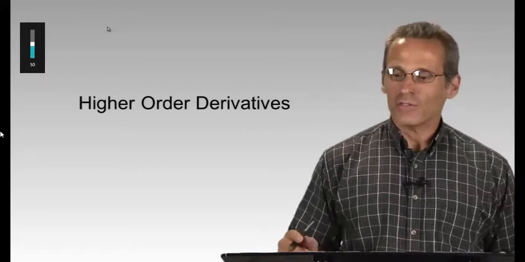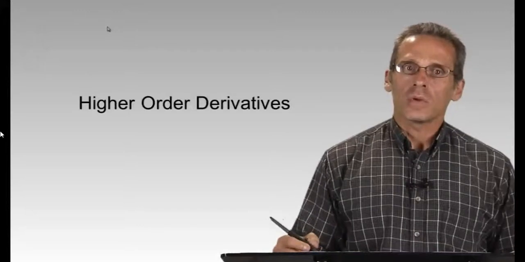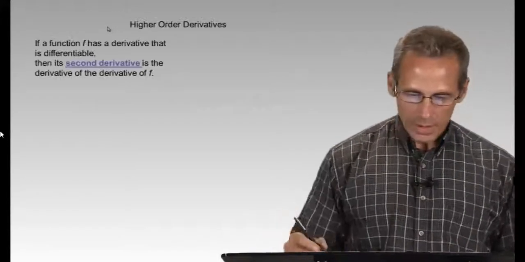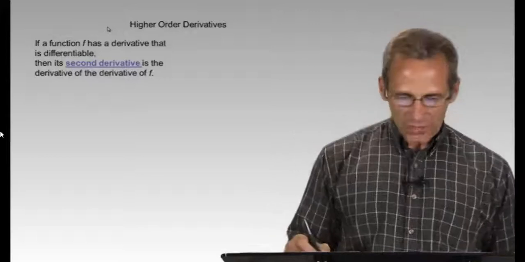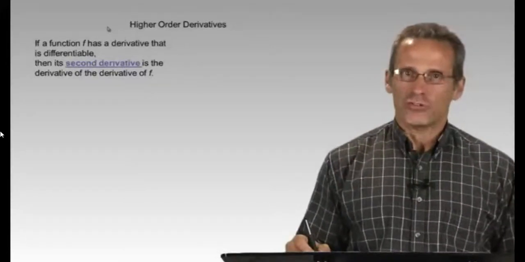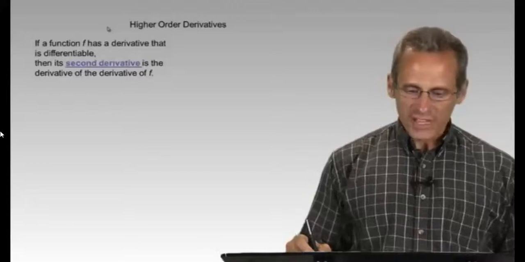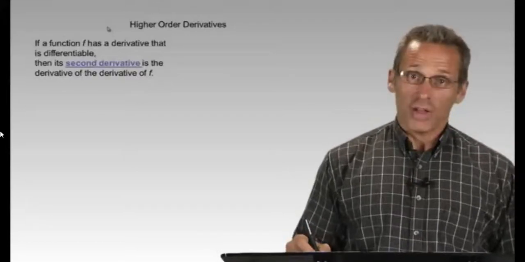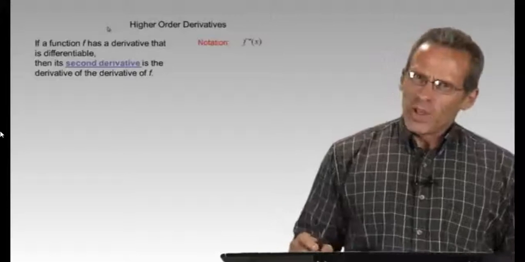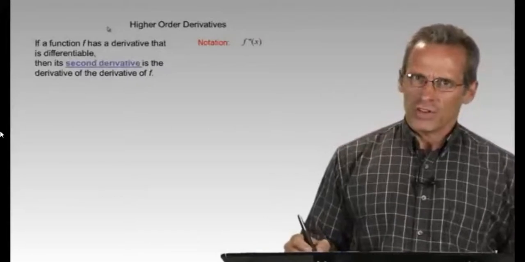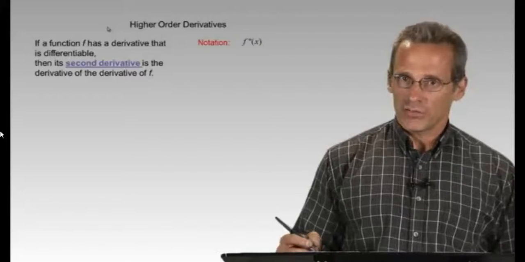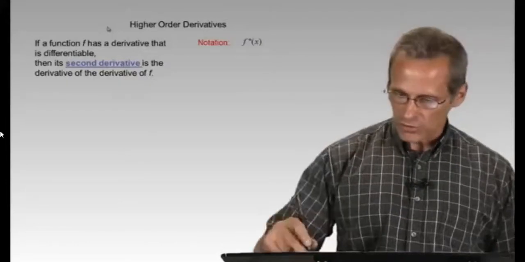Higher order derivatives. Up till now, we've looked at the first derivative of a function. But if a function has a derivative that is differentiable, meaning you can differentiate its derivative, then its second derivative is the derivative of the derivative. As far as notation is concerned, for the second derivative, we put two tick marks next to the f to indicate a second derivative, but there are other notations.